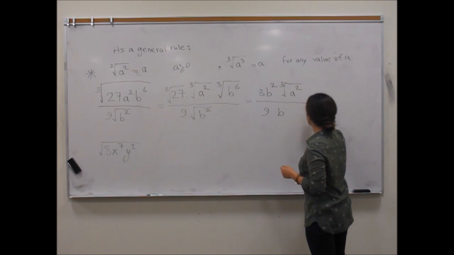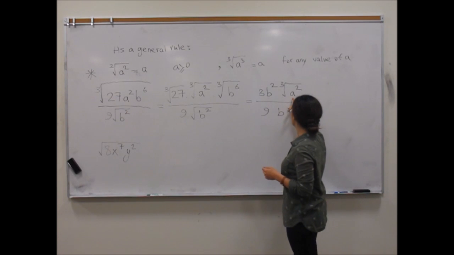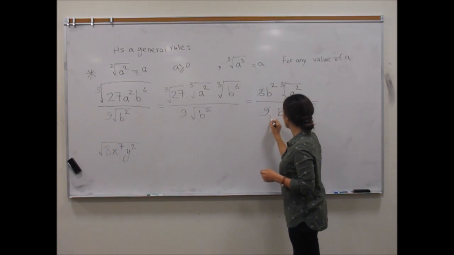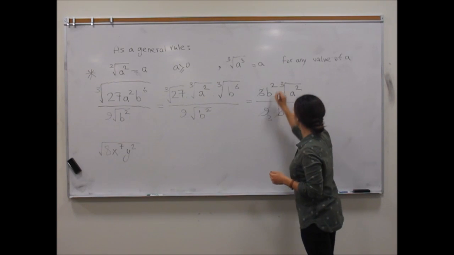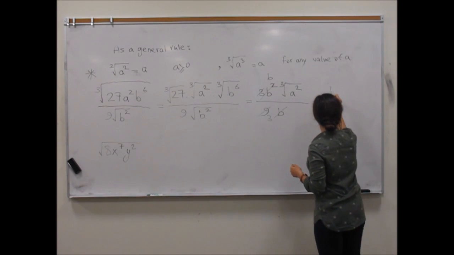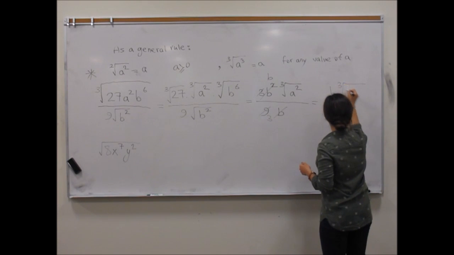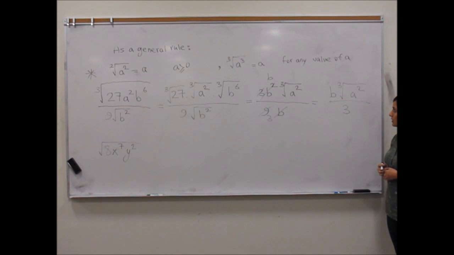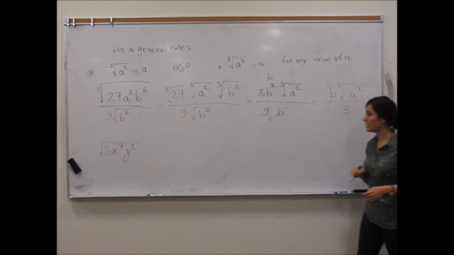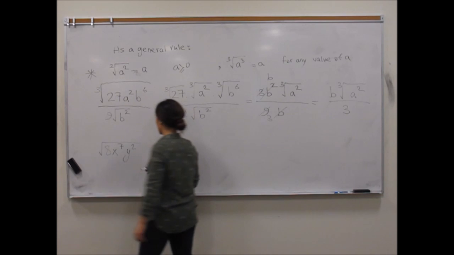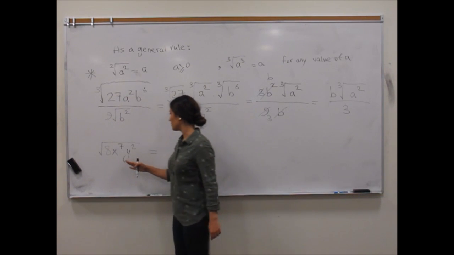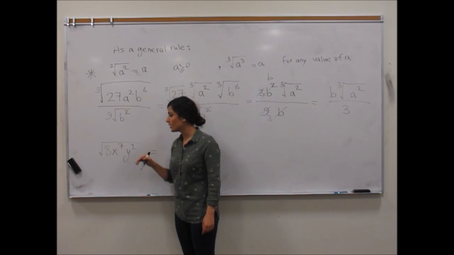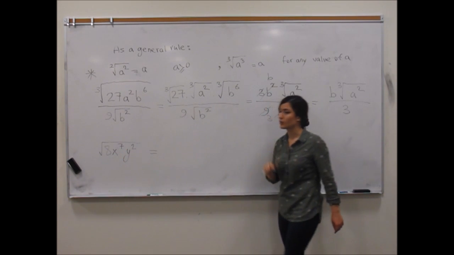And then we can cancel out some numbers from the denominator and numerator. So 3 and 9, I get 3 in the denominator, and I get a b here. So I have b cube root of a squared over 3 here. So this is for this example. And then for the second example, it's square root of 8 x to the 7th y squared. Why don't you give it a shot and then we go over it together.